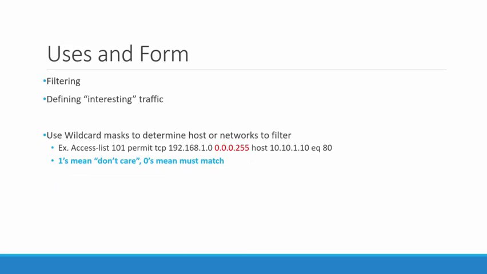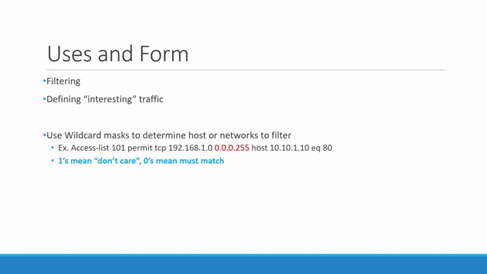So there are multiple uses for an access control list. I narrow it down to two major uses, which would be filtering and defining interesting traffic. Filtering is what we're going to focus on today. So after I go through how they operate in their function, I'm going to discuss specifically filtering. With filtering, we can permit or deny certain traffic from going to certain places.